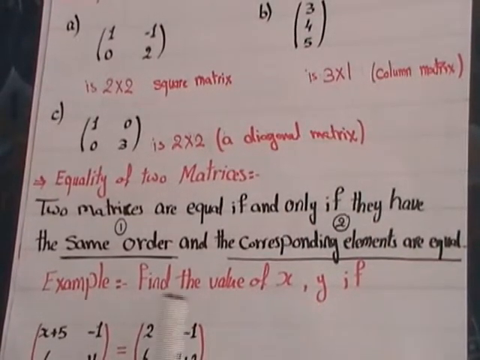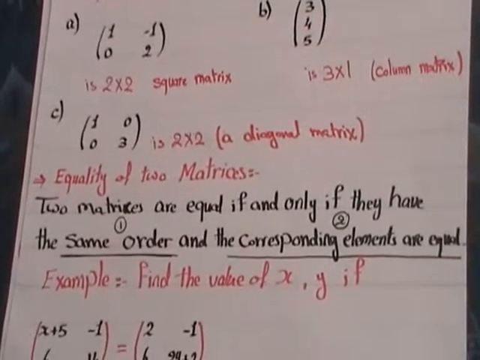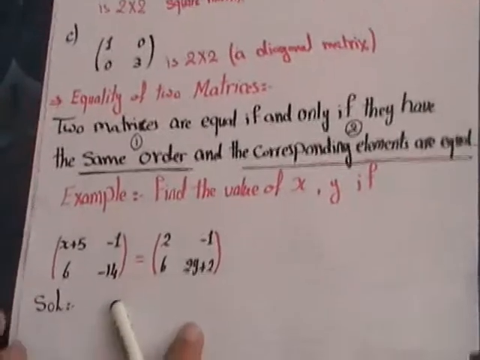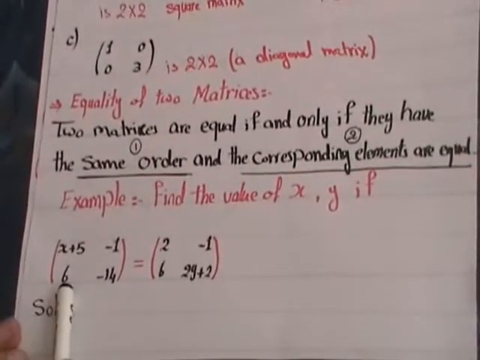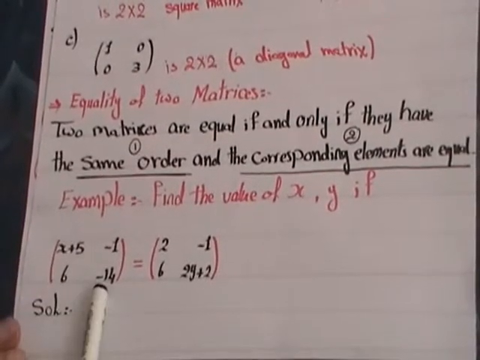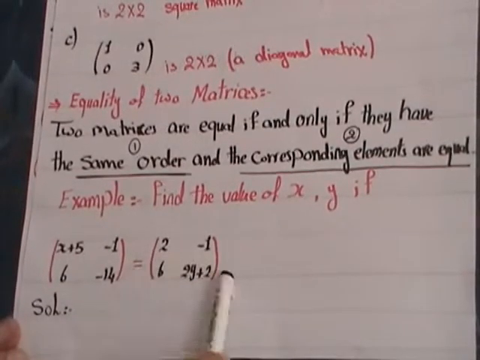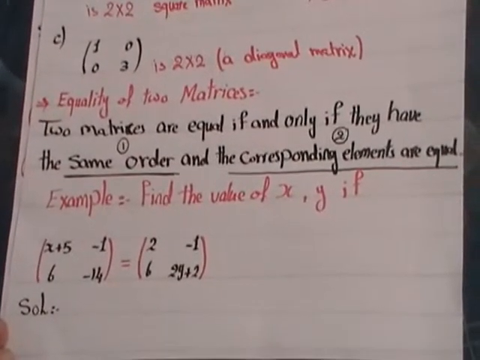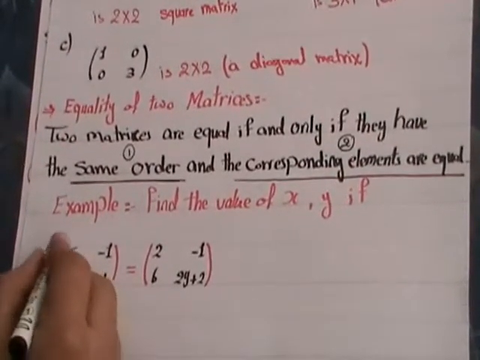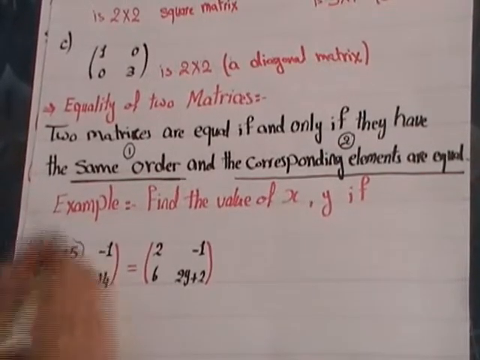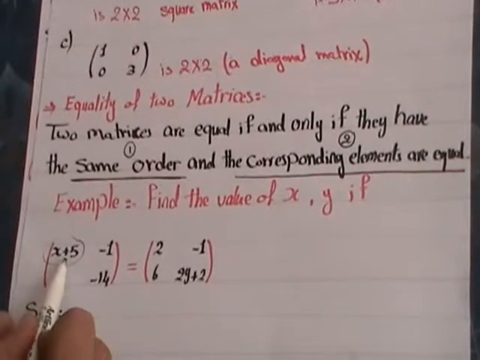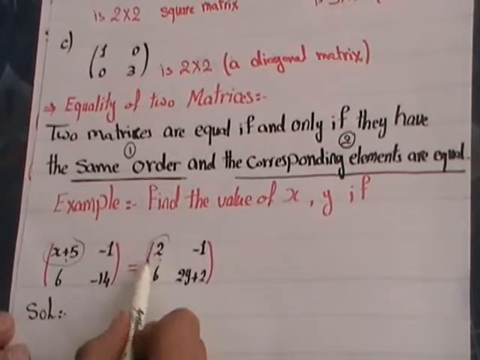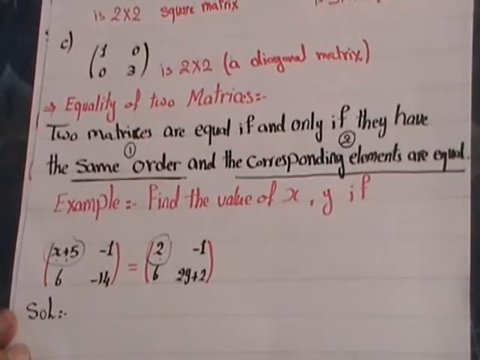Example. We want to find the value of x and y if these 2 matrices are equal. We said that these 2 matrices are equal, so they must have the same order. The order of the first matrix is 2 times 2, because we have 2 rows and 2 columns. And also the second has 2 rows and 2 columns. The second condition, the corresponding elements must be equal. The first element in the first row and first column is x plus 5. The element in the first row and first column of the other matrix is 2. So these 2 elements must be equal.